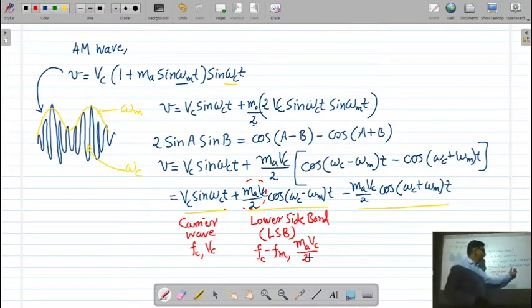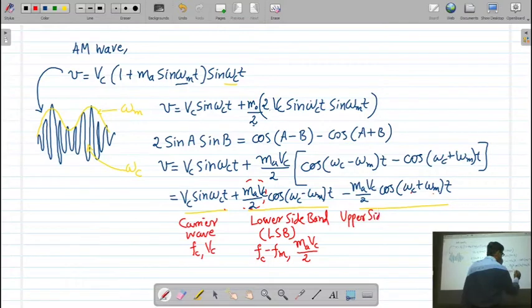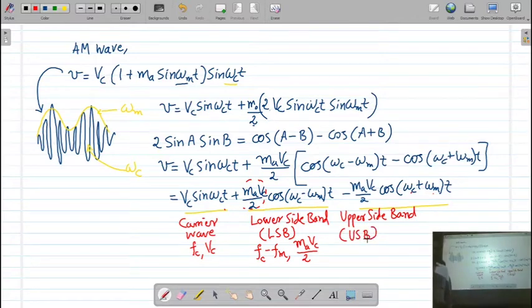And if we see the third term, it has a frequency Fc plus Fm. This frequency is higher than the carrier frequency, so it is called the upper sideband frequency. Remember, this is the upper sideband frequency, and in short it is known as USB. Remember, this USB is different from the USB which you are using in the computer.